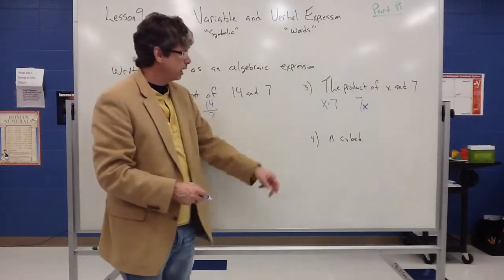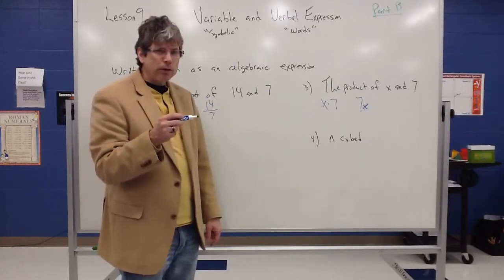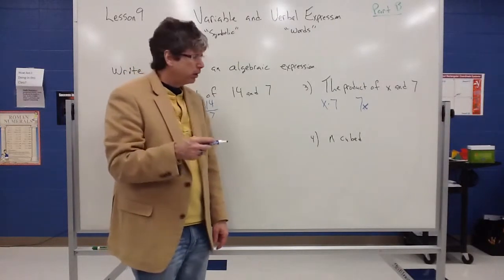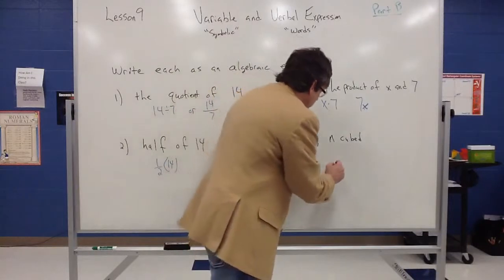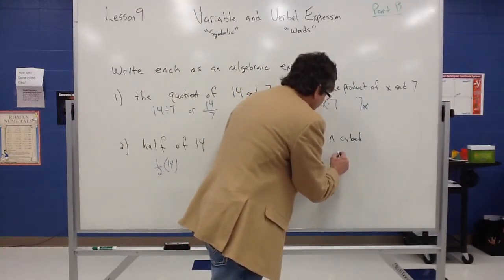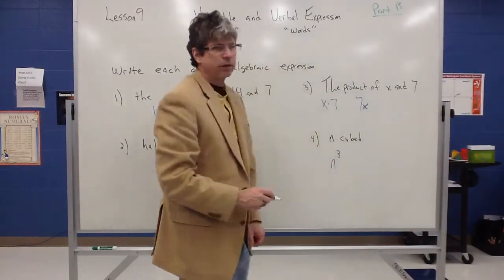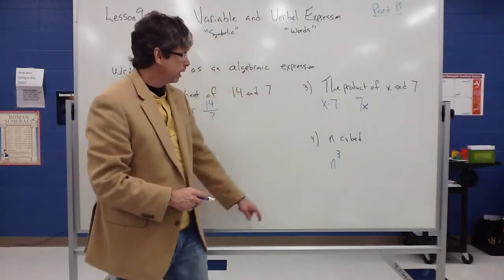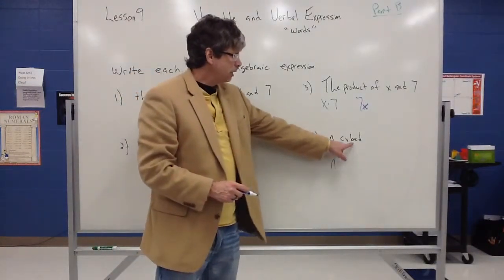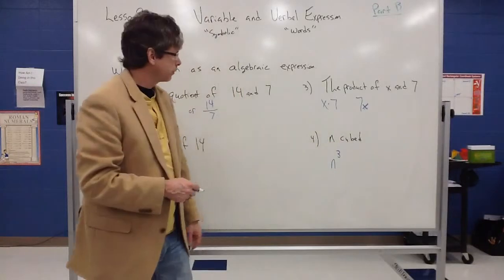Our last example, n cubed. Cubed has that exponent language. So this actually represents an exponent. Cubed is actually that power of 3, or the exponent of 3. So that would be n cubed. So cubed implies the exponent language.